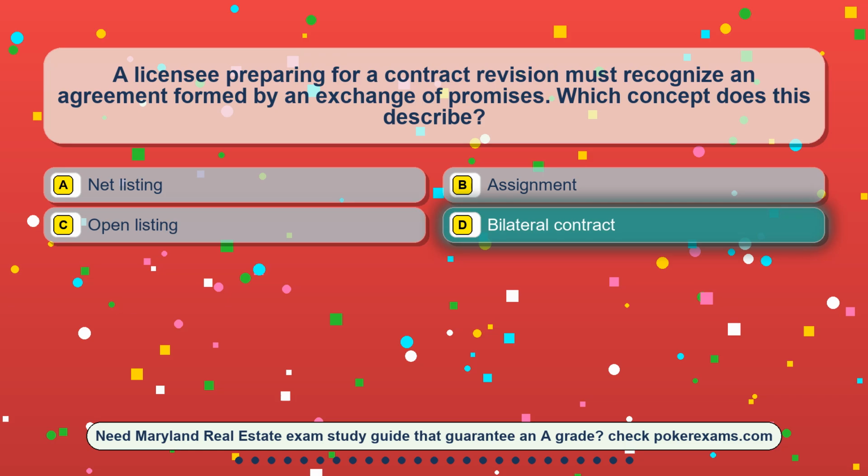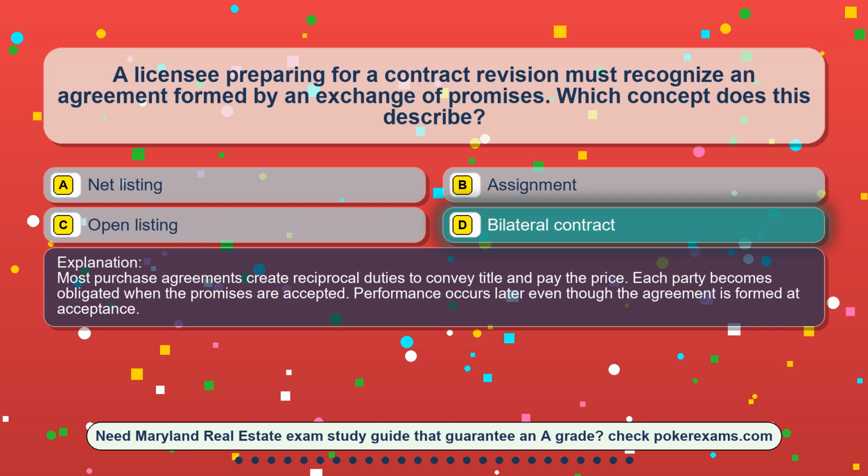The correct answer is option D, bilateral contract. Most purchase agreements create reciprocal duties to convey title and pay the price. Each party becomes obligated when the promises are accepted. Performance occurs later even though the agreement is formed at acceptance.